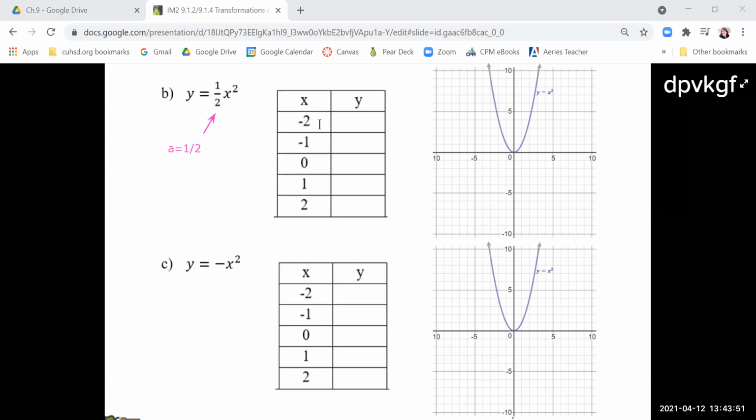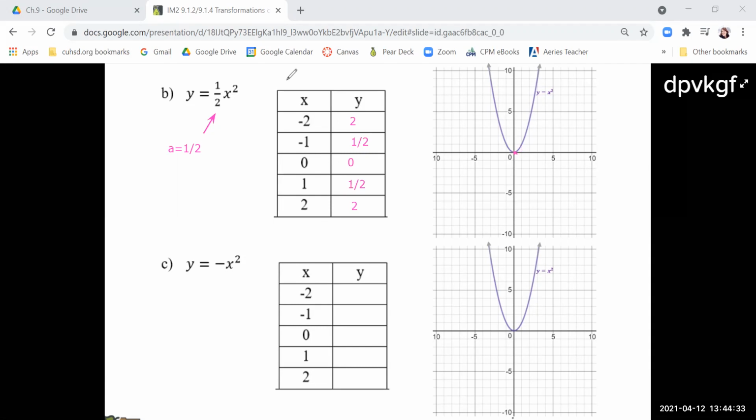All right, so when we start filling in the table, we plug in a -2 for x. -2 squared is +4, but then we take half of that, so it's 2. We plug in a -1. -1 squared is +1, but we times by 1/2, which means we output 1/2. 0 will still output a 0. And then we have our symmetry, so there's another 1/2 and another 2. So now when we go to graph these points, you can see 0, 0, 1, 1/2.